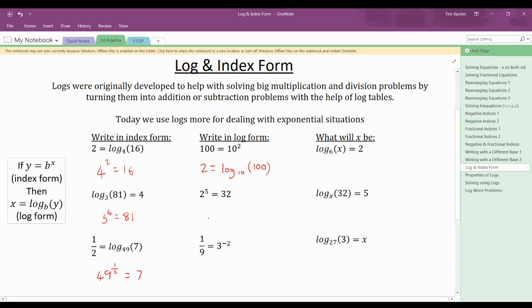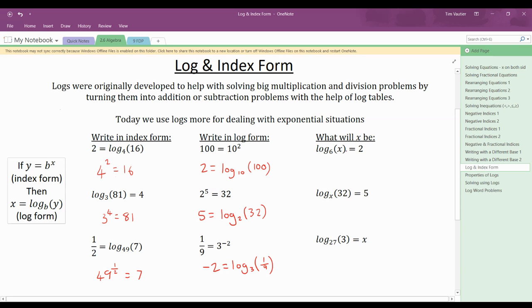If we continue doing that for these other ones, our power is 5, so it's 5 equals log, and our base there is 2, of 32. So 5 equals log with a base of 2 of 32. And here, our power this time is -2, and in the log, our base is 3, and that is 1/9. So 3 to the power of -2 equals 1/9.